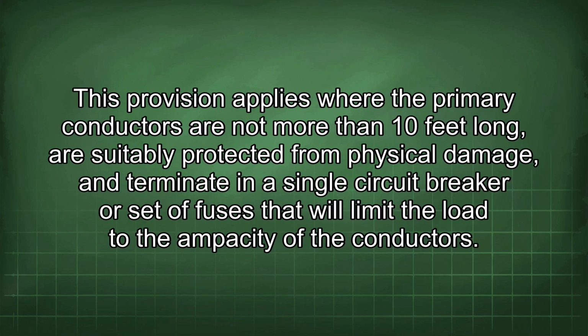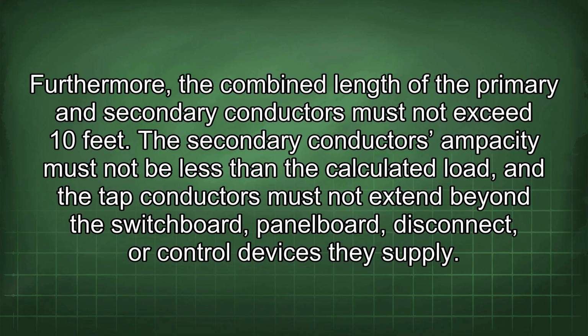This provision applies where the primary conductors are not more than 10 feet long, are suitably protected from physical damage, and terminate in a single circuit breaker or set of fuses that will limit the load to the ampacity of the conductors. Furthermore, the combined length of the primary and secondary conductors must not exceed 10 feet. The secondary conductor's ampacity must not be less than the calculated load, and the tap conductors must not extend beyond the switchboard, panelboard, disconnect, or control devices they supply.